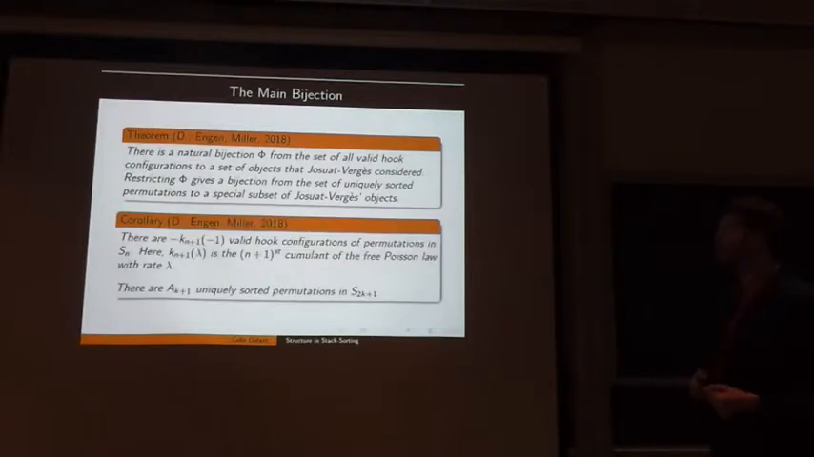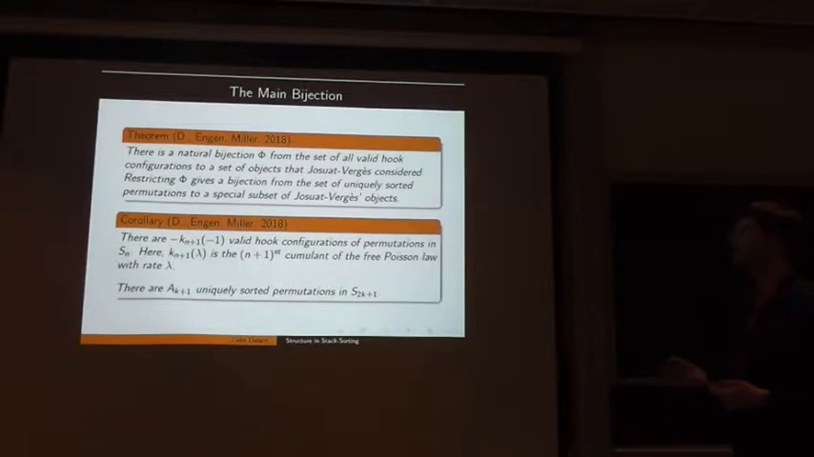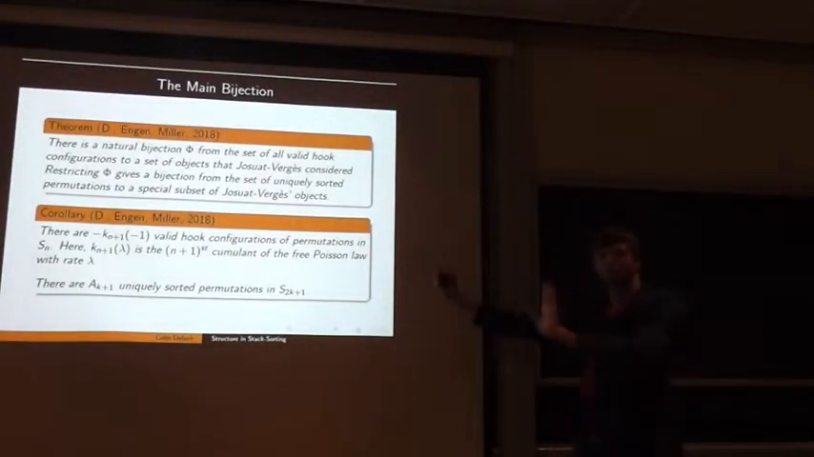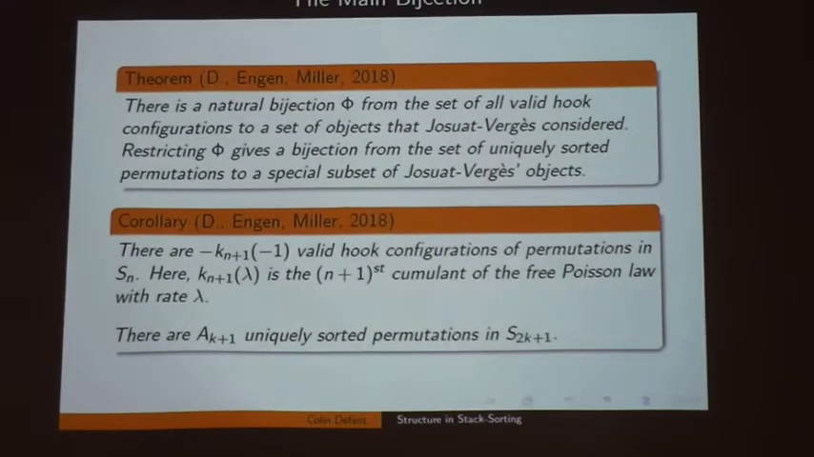And as a consequence of this, first we can actually count these valid hook configuration things. We now know that the number of valid hook configurations that you can draw on permutations of length n is given by negative k sub n plus 1 of minus 1, where k sub n plus 1 of lambda is the (n plus 1)st free cumulant of the free Poisson law with rate lambda. It's not really important what this is. Basically, it's some free probability theory thing, but I think it's sort of interesting that this free probability theory thing is actually counting these new objects that I've defined.